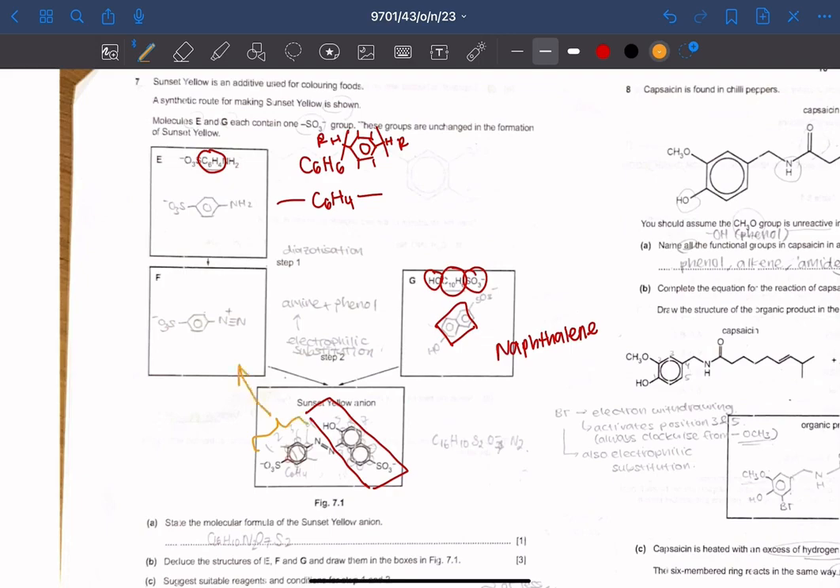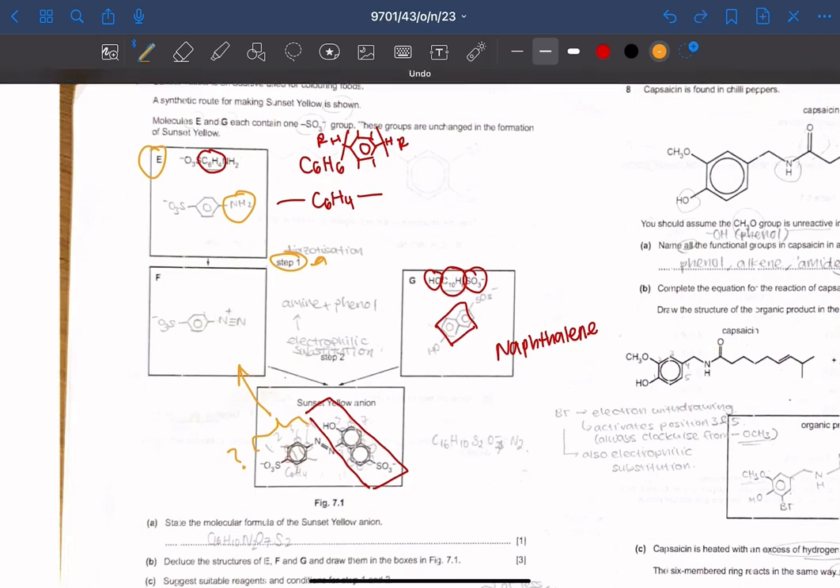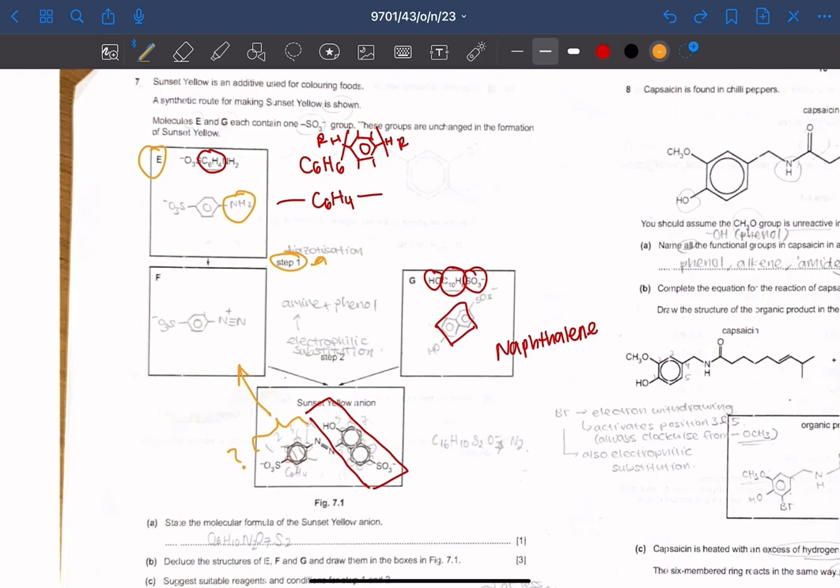So how do we form this compound from E? Of course, step 1 should be diazotization, where the NH2 becomes N triple bond N with the positive charge on the first nitrogen atom. And so it would form bonds with the G compound, the naphthalene, and form sunset yellow anion.